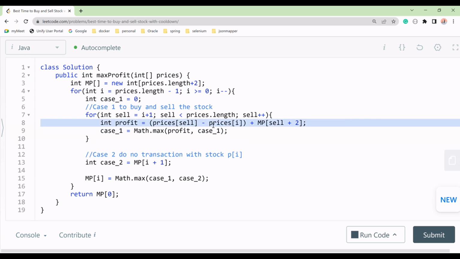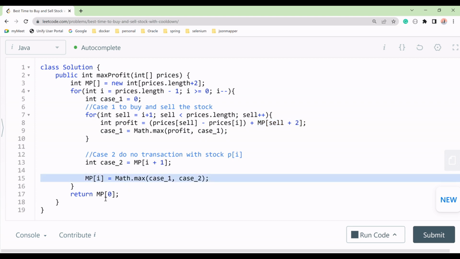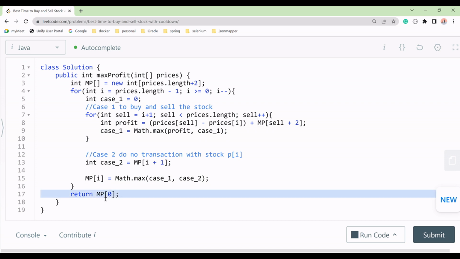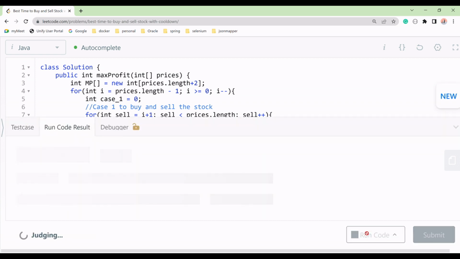And the rest of this one we have already discussed, right? This is the price at which we have bought, and this price we have sold. So selling price minus the buying price, plus MP of sell plus 2, whatever the data is, will come here. Now we have case 1, case 2, and whichever is max will come to MP of i, and finally we will return MP of 0. So let's check our compilation of the code.